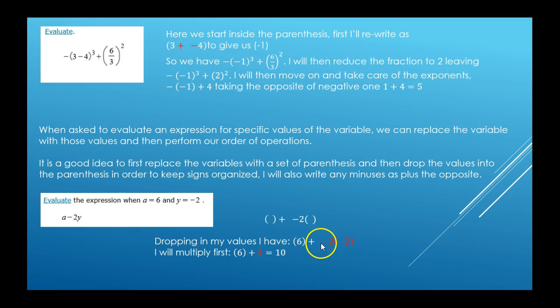6 and minus is plus negative. So we have 6 plus a negative 2 times a negative 2. Multiplication comes before addition. Negative 2 times negative 2 is a positive 4. 6 plus 4 is 10.